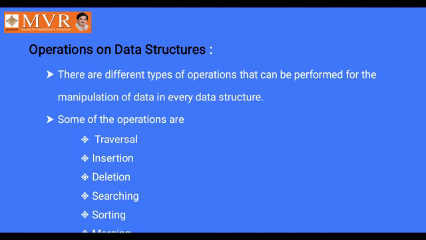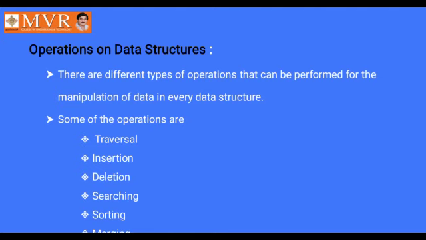or non-weighted graph. Now coming to the operations on data structures. Till now we have seen the different classifications of data structures, that is linear data structures, non-linear data structures, primitive data structures, everything. But now we are going to see what operations can be performed on data structures. There are different types of operations that can be performed on the data stored in the memory.